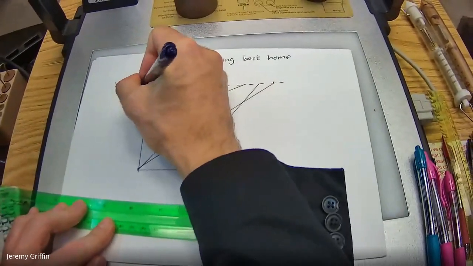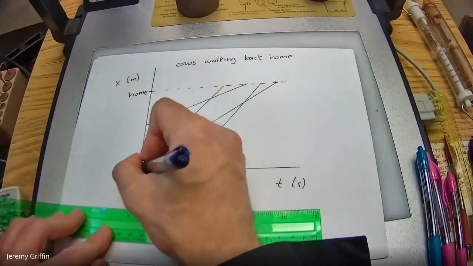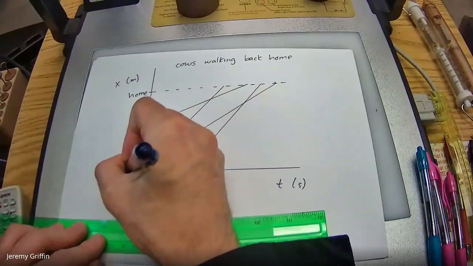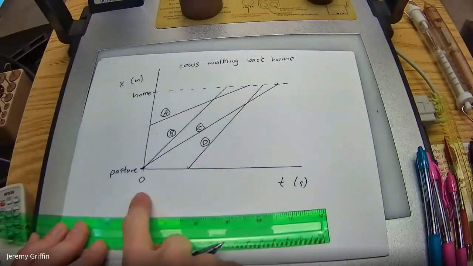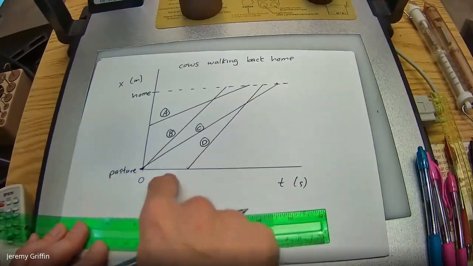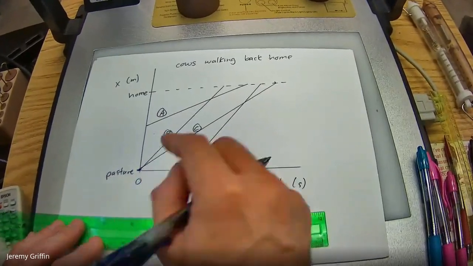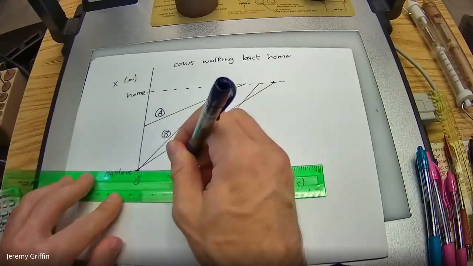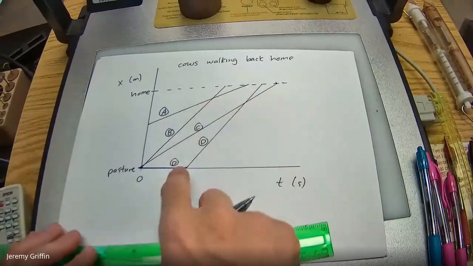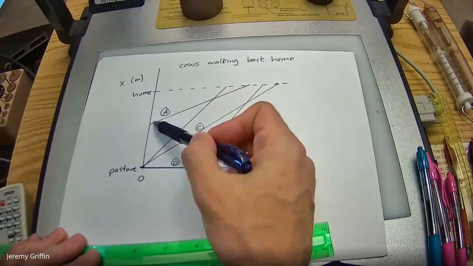Call that home. And we'll call position 0, like the pasture. Okay. So at time 0, looks like 3 of these cows, B, C, and D, were at the pasture, right? And maybe D's curve actually extends back like this too. That's also part of D. Okay. And hey, it looks like cow A had a head start.